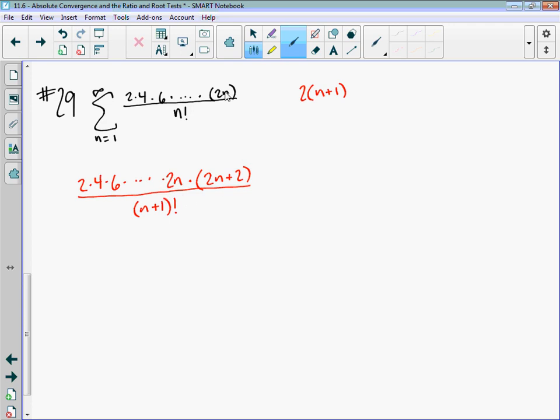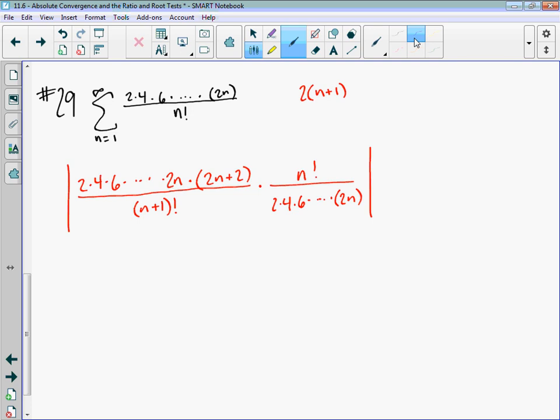So we plug n plus 1 in for n, distribute the 2 through to get 2n plus 2. So that's the very last term. And they're going up by 2, so you go down by 2 to get this term here. Then we're going to multiply by the reciprocal of what's in here. And I'm going to throw my absolute values around it, just because that's how the test is written.